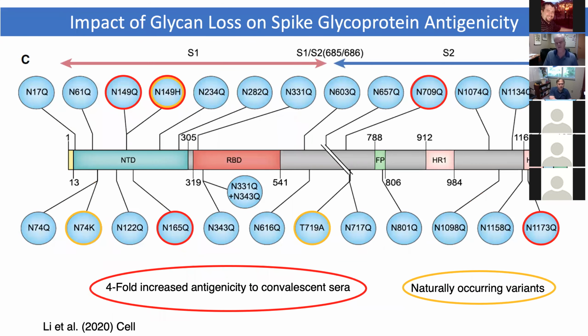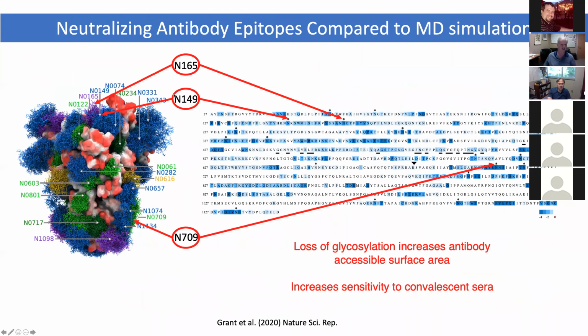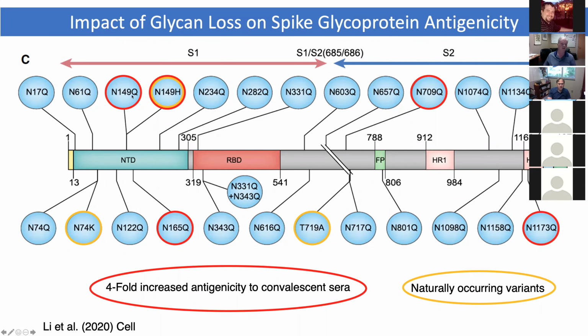So there have been many, many studies. I mean, this field has just exploded. But here's some data that talks about known variants. And some of these involve glycans, so I've highlighted them. N149Q and N149H both knock out the glycan at 149. N165Q knocks out the glycan at 165. And T719A knocks out the glycan at T721.